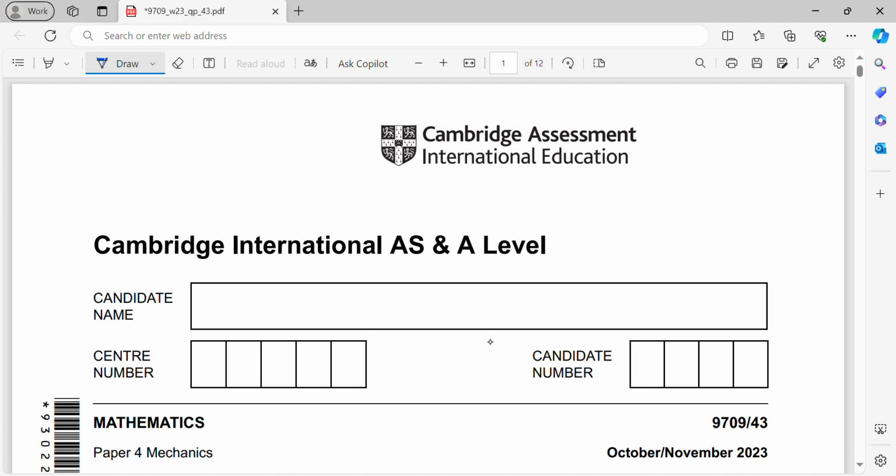This video is to discuss Cambridge International AS and A-Level Mathematics Paper 4, which is the Mechanics for October-November 2023, and the code is 9709/43. So let's move on to question number 1.